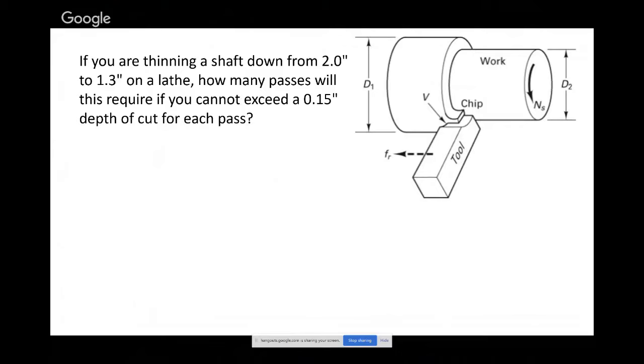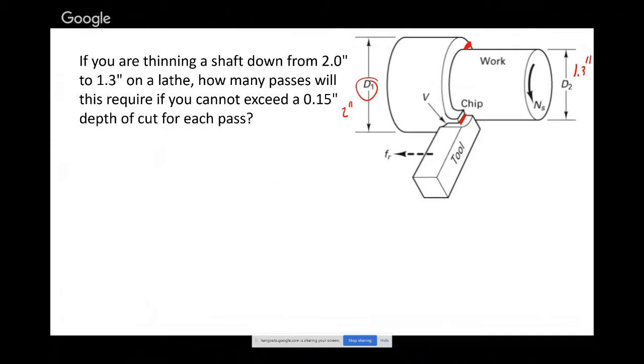So we need to be clear here. This D1 is our 2 inches, and our final diameter D2 is our 1.3 inches. What that means is that this depth of cut is not D1 minus D2, right? Because there's a depth of cut over here, and then there's another depth of cut over on this side because the tool is spinning.